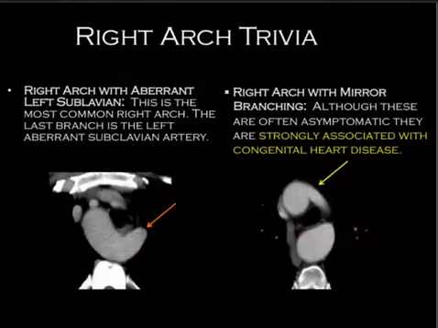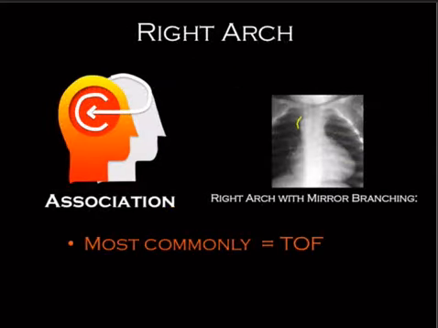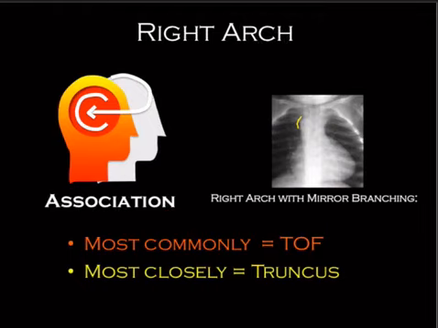So the right arch with the aberrant left is more common, most people will say. There's one paper that says it's not, but consensus is that it's more common. And then right arch with mirror image branching, this one's strongly associated with congenital heart disease. So the only things you need to know are how to tell them apart, and that right arch with mirror image branching is the bad one. That's the one that has an association with tetralogy of Fallot and truncus. Remember I said those are the two right arch ones that you need to remember.